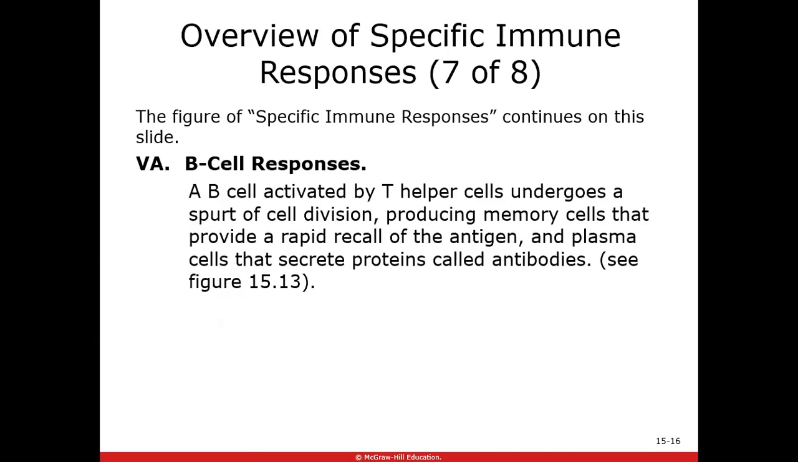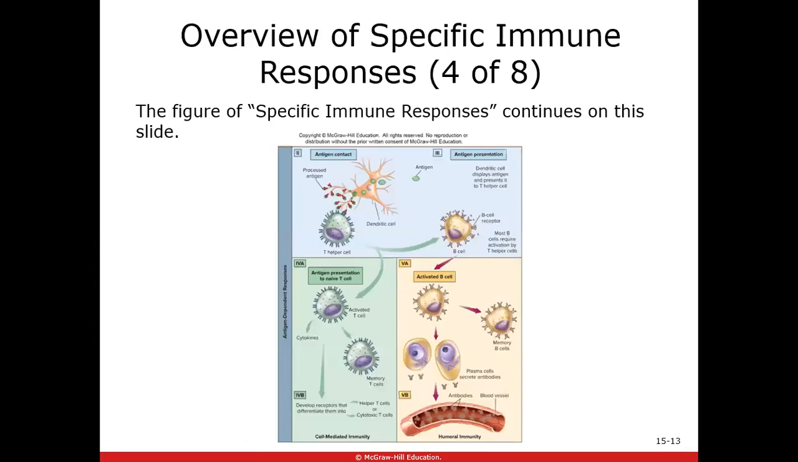Then you look at B cell responses. A B cell activated by a T helper cell undergoes a spurt of cell division. It produces memory cells that provide a rapid recall of the antigen, and it provides plasma cells that secrete proteins called antibodies. All of that is what we described here. So an activated B cell will make memory B cells, or will make plasma cells that produce a lot of antibodies.